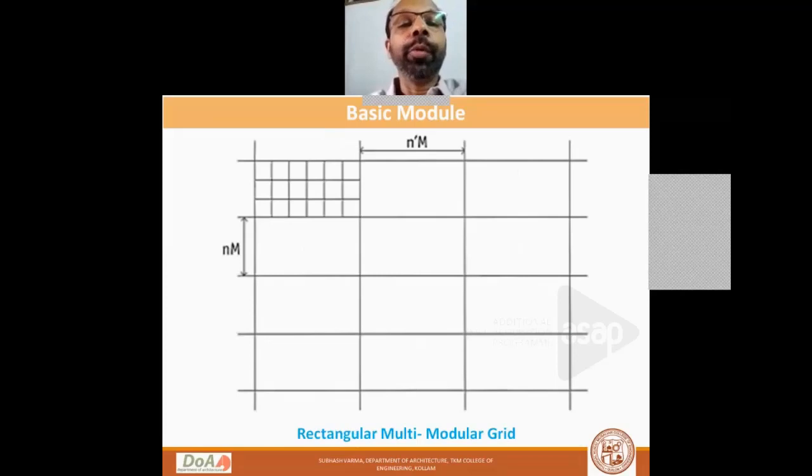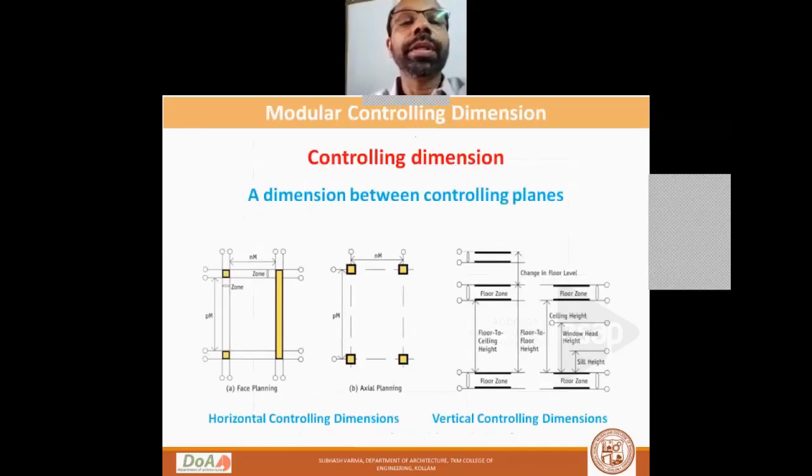And this is again a multi-module, but of different size along the horizontal and vertical direction. Along the horizontal direction, it is n'M, and along the vertical direction, it is nM. So n is not equal to n dash; n dash is slightly bigger than n. And the picture shows modular controlling dimensions. So you can have modular controlling dimensions in the horizontal direction as well as in the vertical direction.